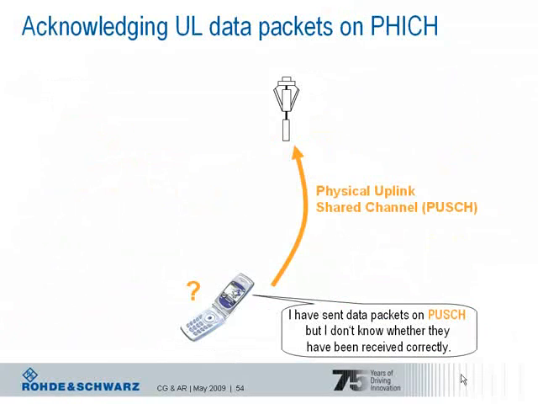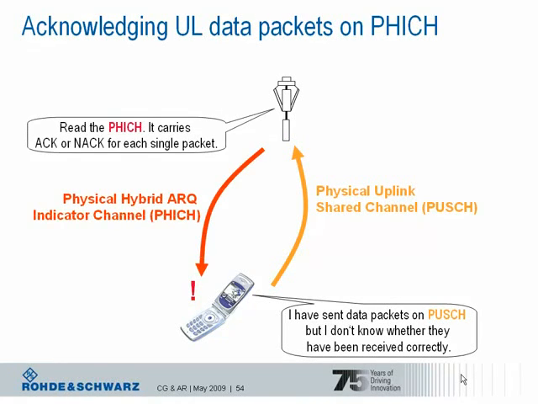Of course, the UE would also like to know if the data it has transmitted has been decoded correctly by the eNode B. To provide that feedback, meaning sending ACK/NACK information, the eNode B sets up another downlink control channel. This channel is the physical hybrid ARQ indicator channel. This channel carries the ACK/NACK information to the UE.